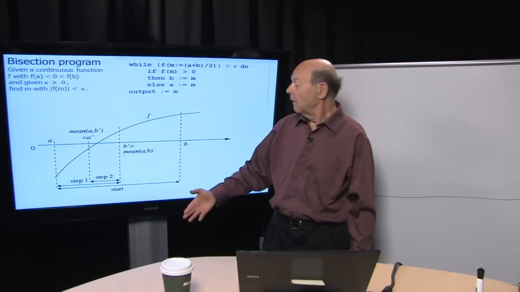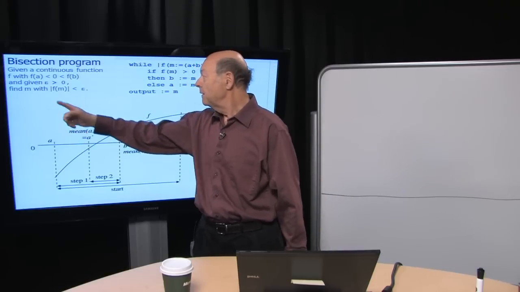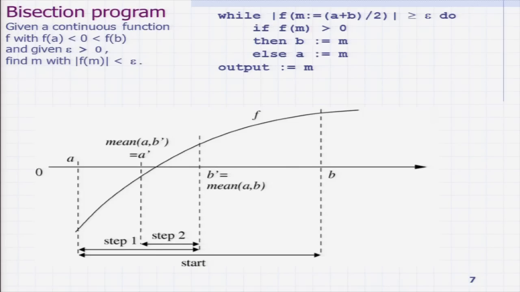So we start with two numbers, A and B, such that F of A is less than F of B, and some positive, presumably small number, epsilon. And our goal is to find a point in the domain of F where the absolute value of F is less than epsilon. Okay. And this is the so-called bisection algorithm.